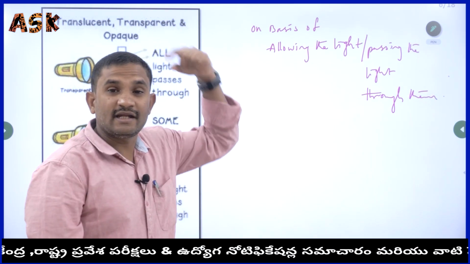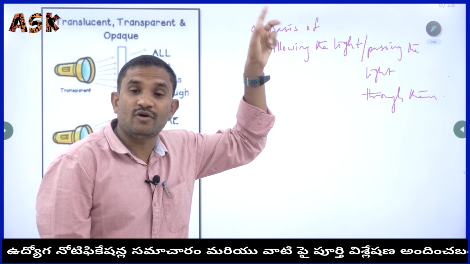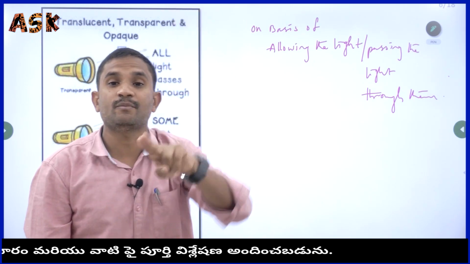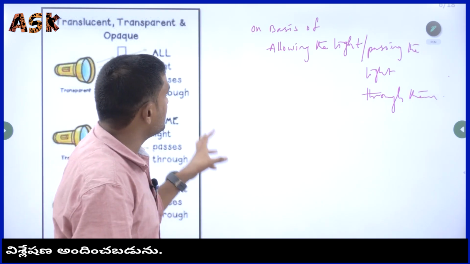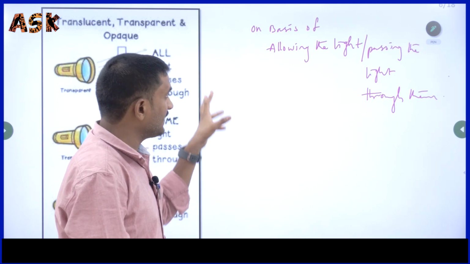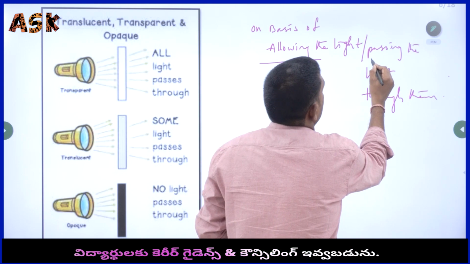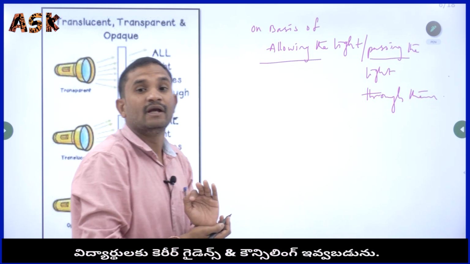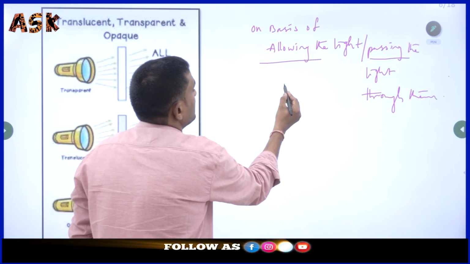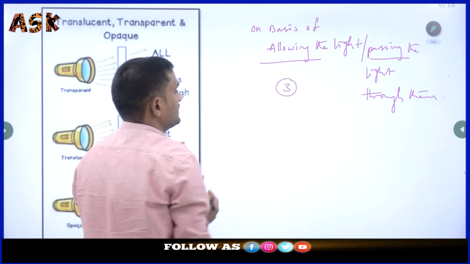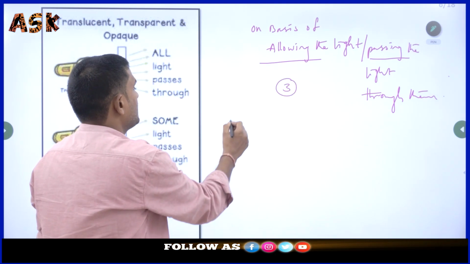Yes, that is another concept. Self-luminous bodies and non-luminous bodies are classified on the basis of producing light. But here the substances, materials are classified on the basis of allowing light, that is, passing light through them. How many types did we classify? We classified 3 types. What are those?